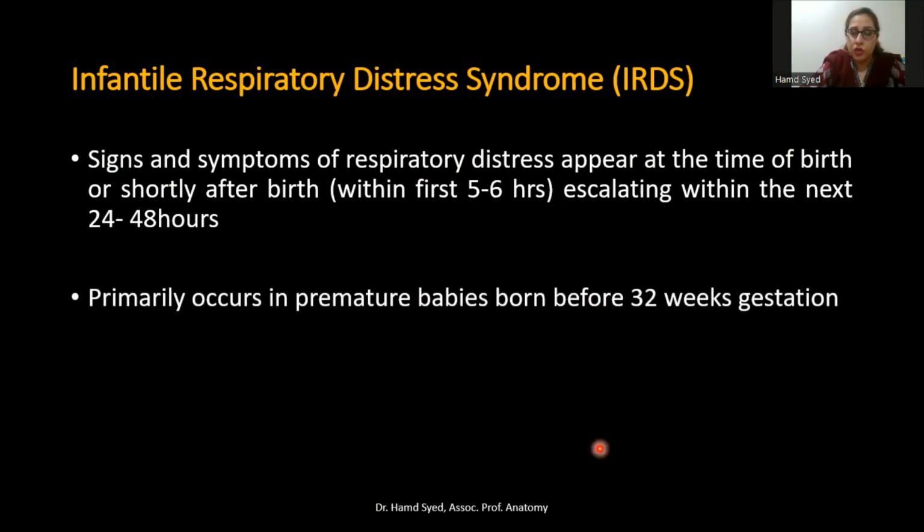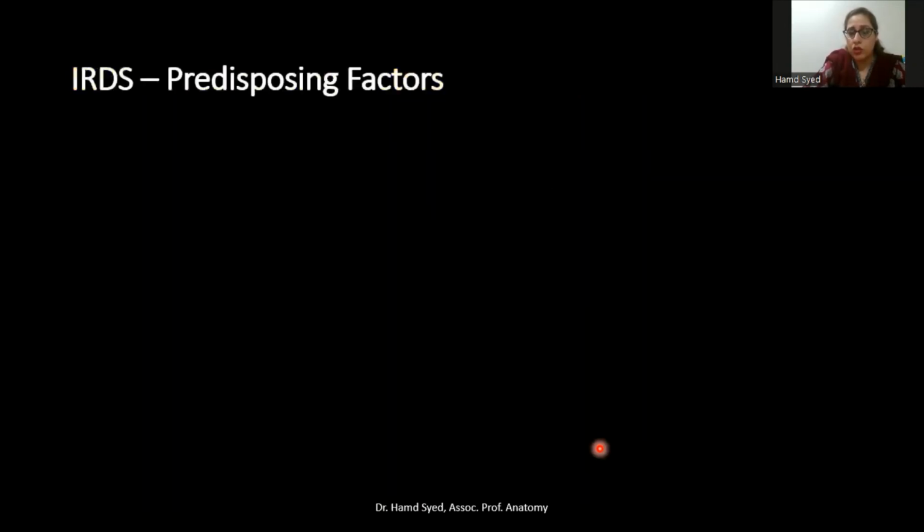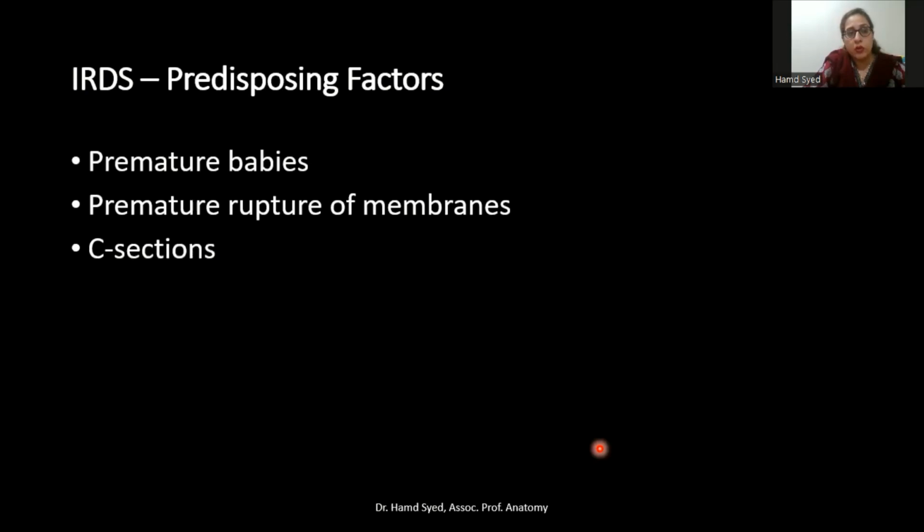This, remember, is a condition which occurs due to surfactant deficiency. So it primarily occurs in those babies who are born premature, that is mainly before 32 weeks of gestation, when the surfactant levels are not sufficient to allow for fetus survival. Now, there are other predisposing factors to IRDS other than prematurity: premature rupture of membranes, cesarean sections, asphyxia, perinatal asphyxia. These are different conditions which predispose to IRDS, and the incidence seems to be higher in male babies and also in babies born to diabetic mothers.